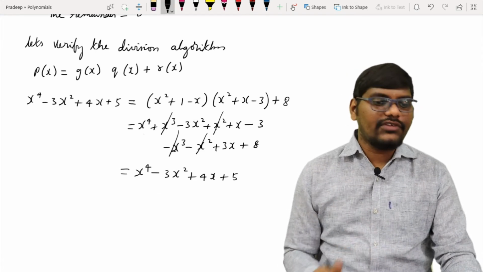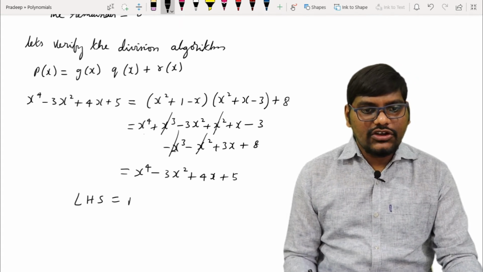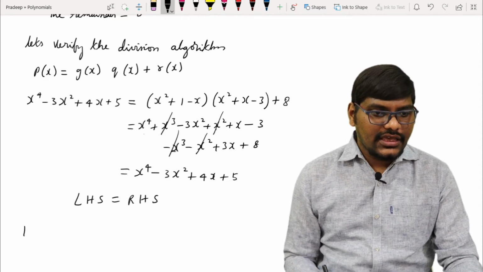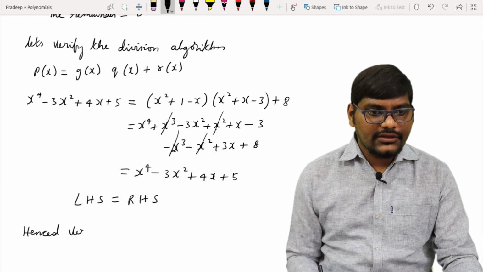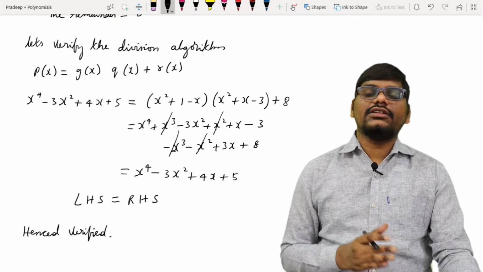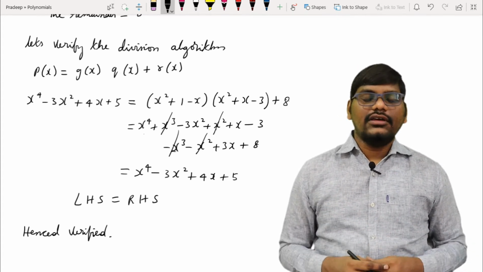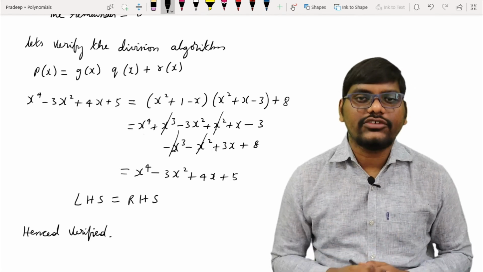So we got a perfect value, that is, left hand side we got equal to the right hand side. So we can write hence verified. Okay, so whatever values we got, the quotient and remainder for the given dividend and divisor, the values were perfectly right. So let's go for the next question.